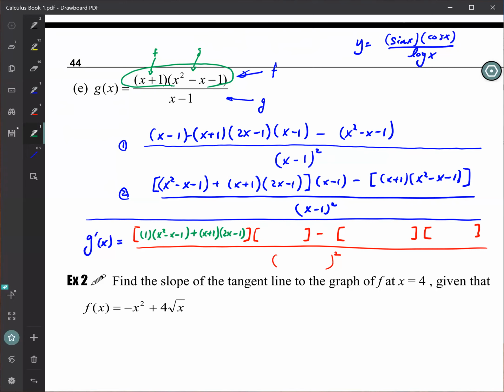Okay, and then times it by G, so G stays the same. So it will be x minus 1. Okay, minus F, so we just copy whatever is on the numerator. So x plus 1 times x squared minus x minus 1. That's called the F. Times it by G prime. So G prime means the denominator part, right? G prime of that is 1. Okay, and then all over G squared.